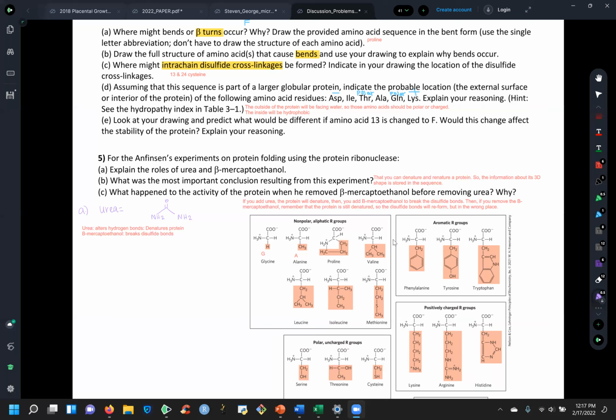However, now we have this condition where you have urea and beta-mercaptoethanol, so same condition, you have a perfectly unfolded protein, cool. Then you're going to remove both. But you're going to switch the order. You're going to remove beta-mercaptoethanol first, and then you're going to remove the urea.